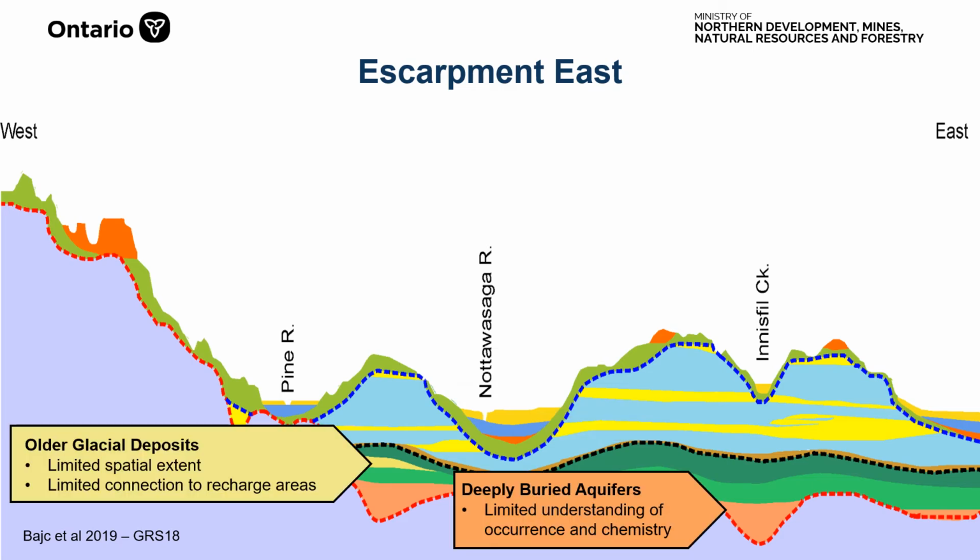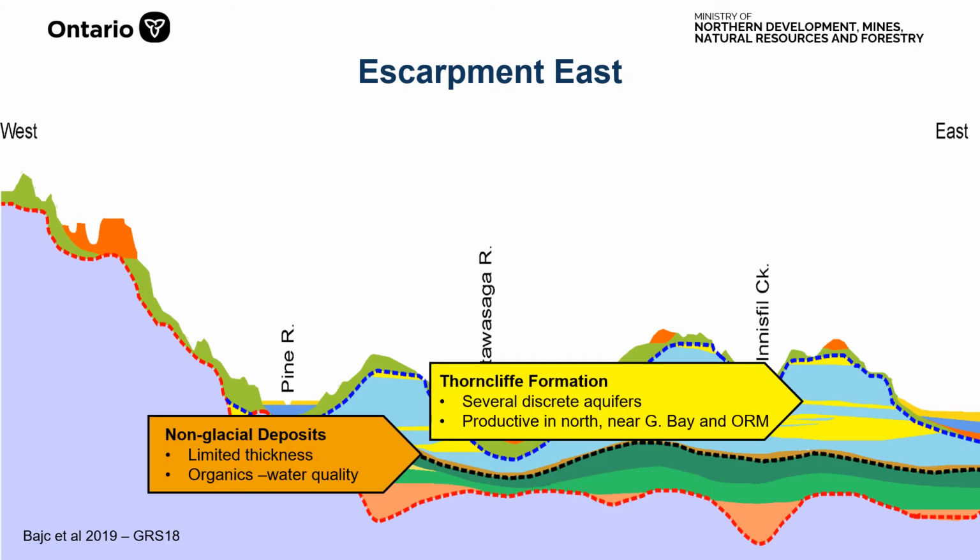Once again, this complex sediment package hosts multiple aquifers. Deeply buried aquifers overlie bedrock in Laurentian Trough, and there are also aquifers with more limited spatial extent and recharge potential within the older deposits. Organic material within non-glacial deposits contributes to poor water quality, but more promising are the multiple discrete aquifers of the Thorncliffe Formation.